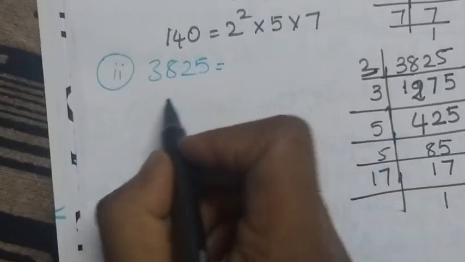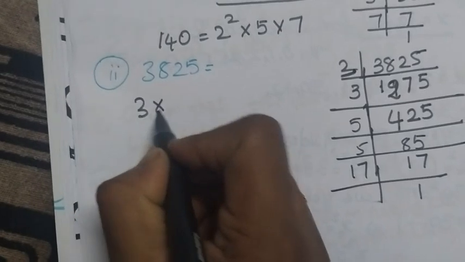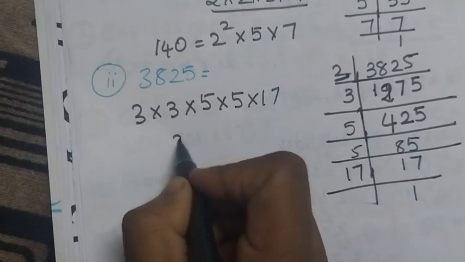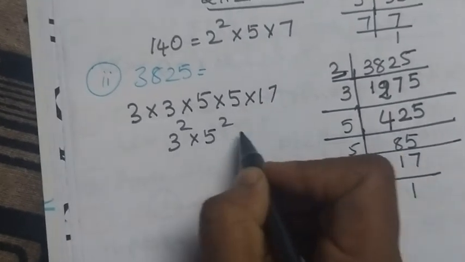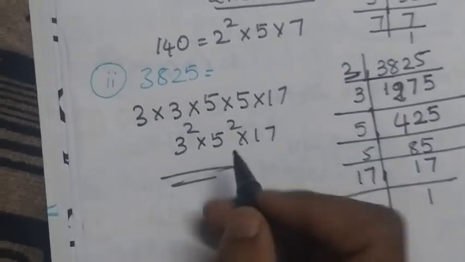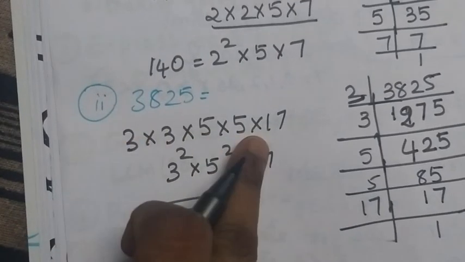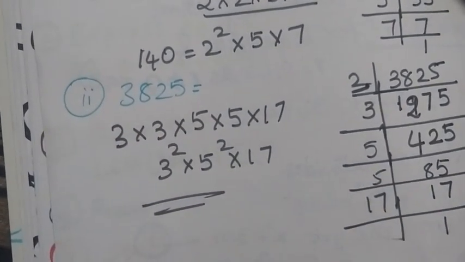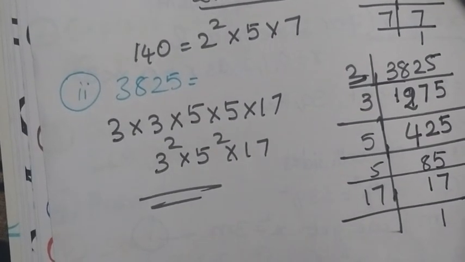Okay, the product is what? 3 into 3 into 5, 5 into 17, that is 3 square into 5 square into 17. We have written it in the form of a product of prime factors. Like this we have to do it by using division of a number.